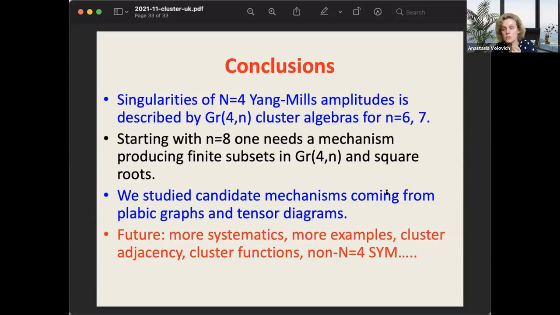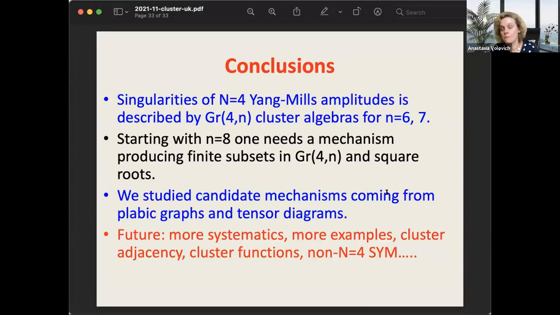Of course, in future, it opens a lot of future work. More systematic study needs to be done, and more examples should be studied on both the amplitude side and the Plabic and tensor diagram sides. I only focused today on a specific set of singularities, these letters. But eventually, as I showed you in the beginning, we want to write down the actual expressions for these amplitudes, so we want to know exactly the functions.